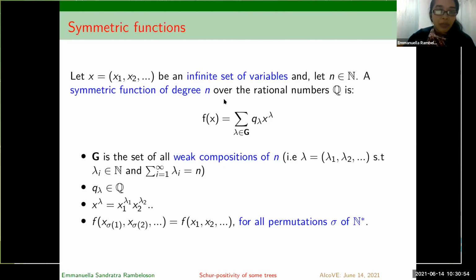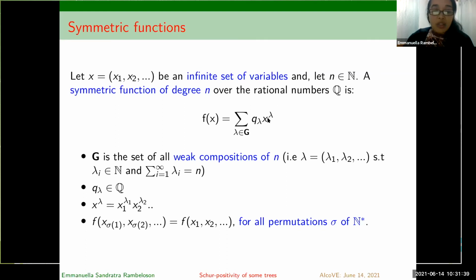All right. Let us define what symmetric functions are first. If we take x, an infinite set of variables, and n, a non-negative integer, a symmetric function of degree n over the rational numbers Q is a formal power series like this one, where J here is the set of all weak compositions of n, which means that J is the set of all lambda such that lambda is a sequence of non-negative integers, and the sum of all lambda i must be n. Q lambda here is a rational number.